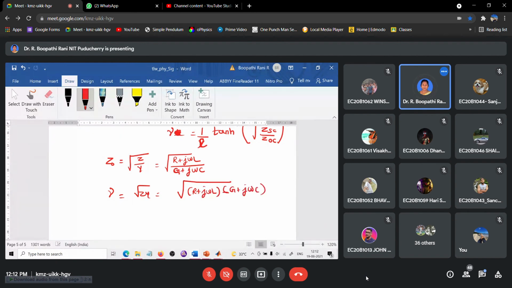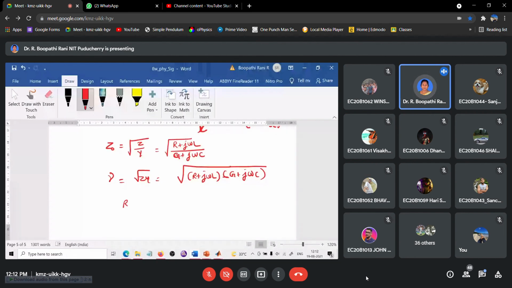So root ZY is R plus j omega L multiplied with G plus j omega C. Okay. So how will we get R plus j omega L? We want R plus j omega L. So what we have to do for Z naught and propagation constant? By simply multiplication or division?